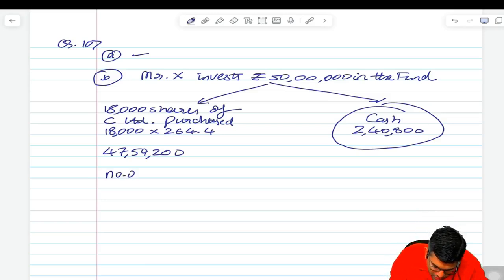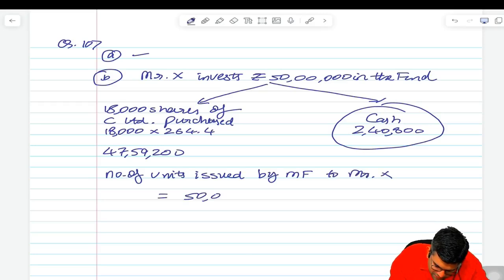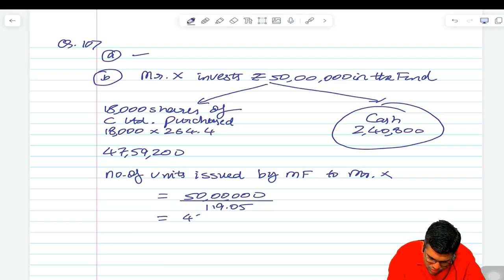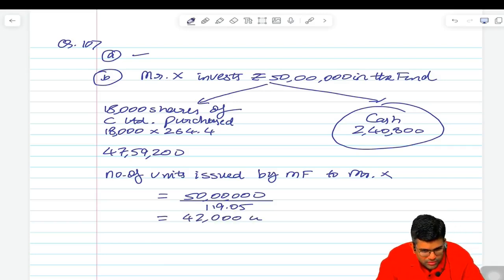So, the number of units issued by the mutual fund to Mr. X will be 50 lakh divided by 119.05. Are you all understanding what I am doing here? 50 lakh divided by 119.05, because when Mr. X is investing, the NAV is 119.05. He will get the units based on that NAV, and that comes to about 42,000 units. All Zoom people clear now?